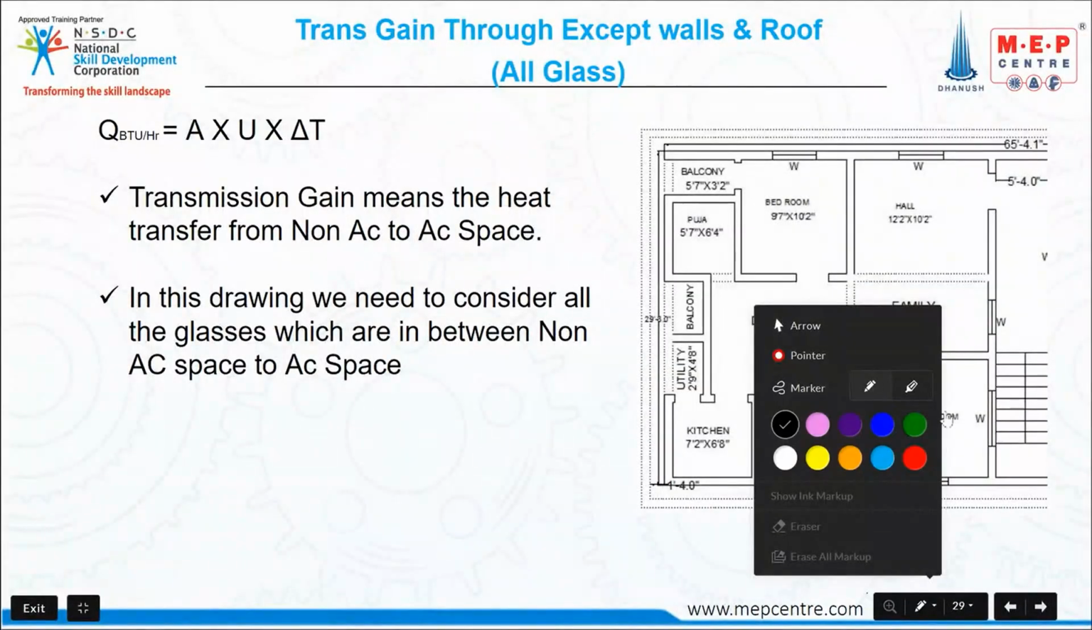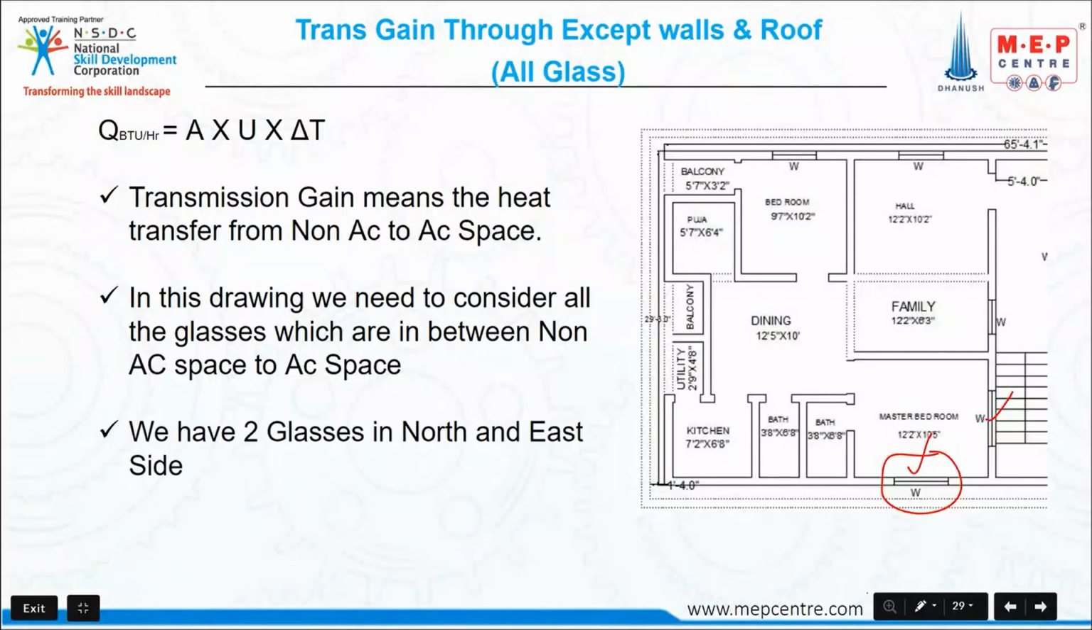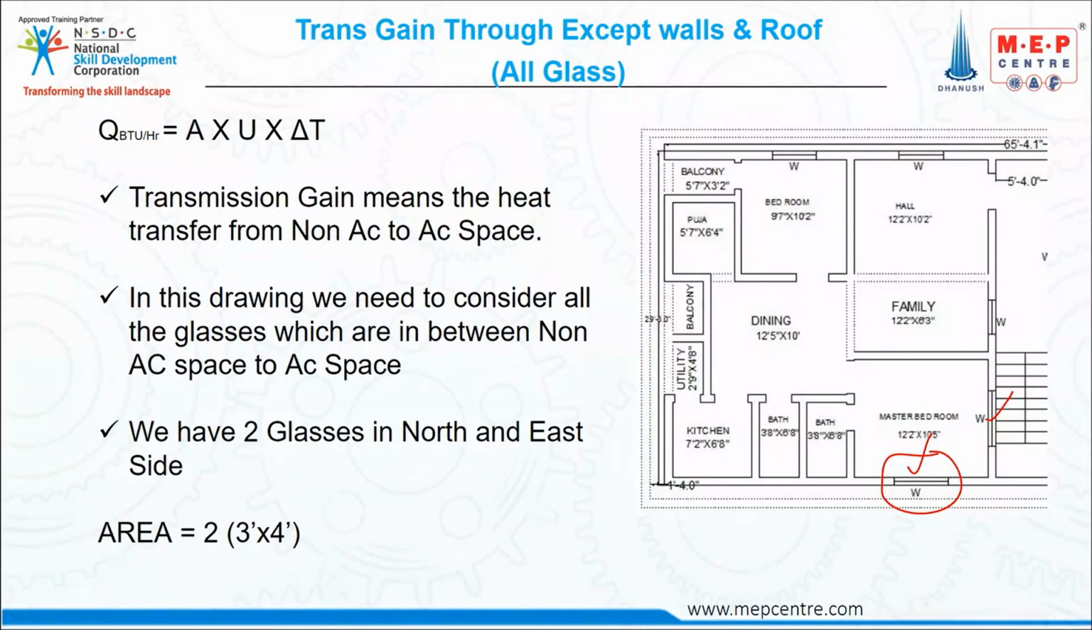Already this glass is calculated, but in this glass we have calculated only solar heat gain, but transmission we have not calculated. Now we are calculating transmission in this glass also. Both glasses we are taking. So we have two glasses in the north and east side. So area equals 2 into 3 into 4, which is 24 square feet. Two glasses, 24 square feet.